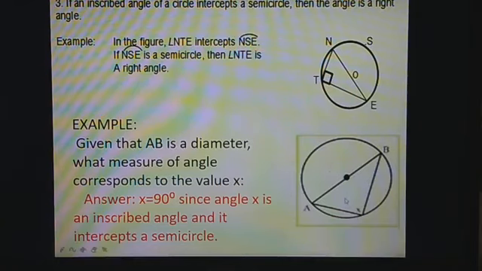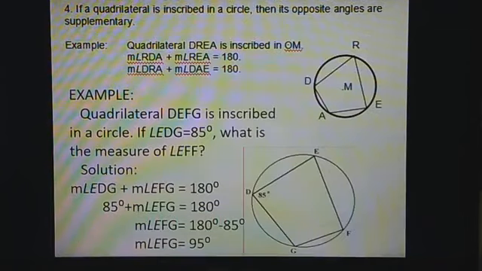So in another figure here, what is the measure of angle X? Since, as we can see, angle X, an inscribed angle, intercepts a semicircle. Therefore, angle X is 90 degrees.